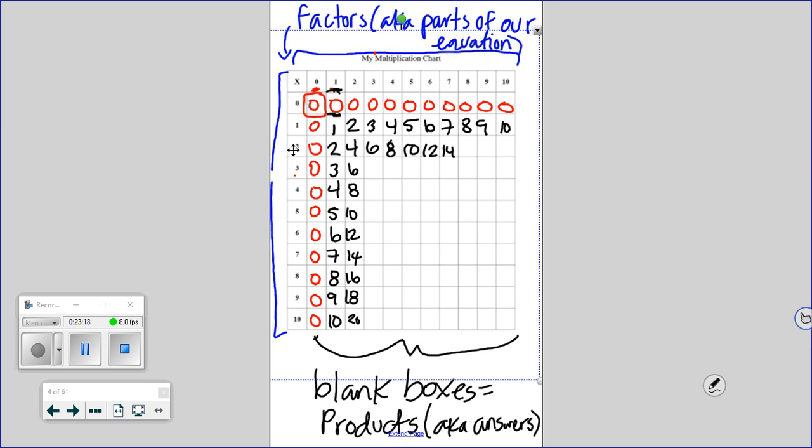Neat. Barrett, 8 times 2. 16. Kylie, 9 times 2. 18. Thomas, 10 times 2. 20. There you go.